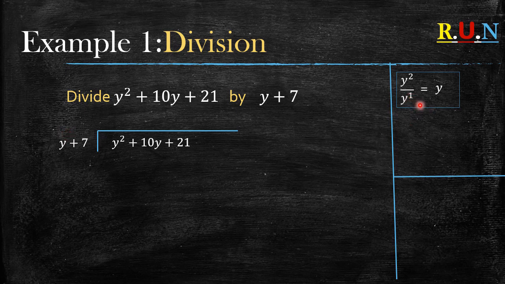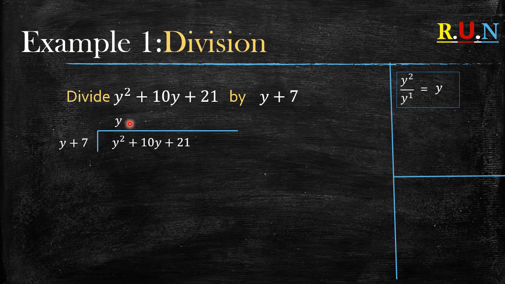When it's division, we always subtract the exponents of a letter. If it's a number, we divide. In this instance, there is no number written, so it's 1 divided by 1. But at the letter part, there's an exponent of 2 here and an exponent of 1 here. So what's 2 minus 1? It equals 1. So our answer would be y. So we write the answer here on top.